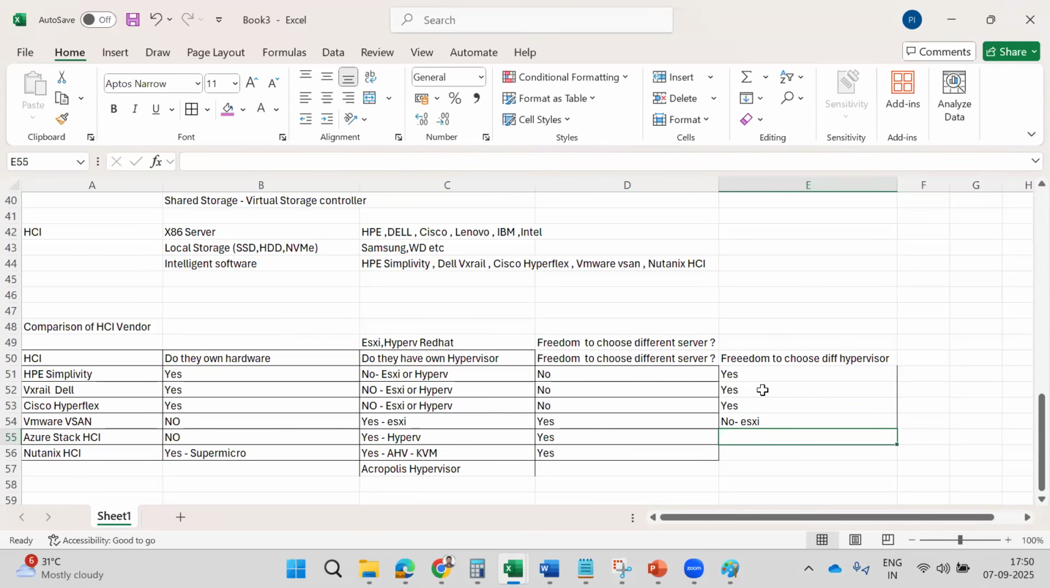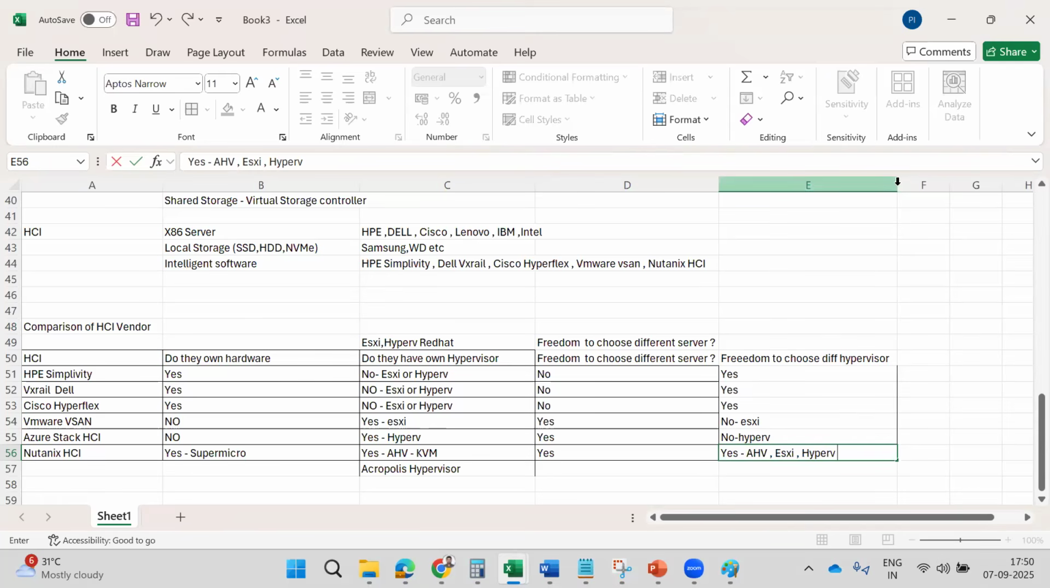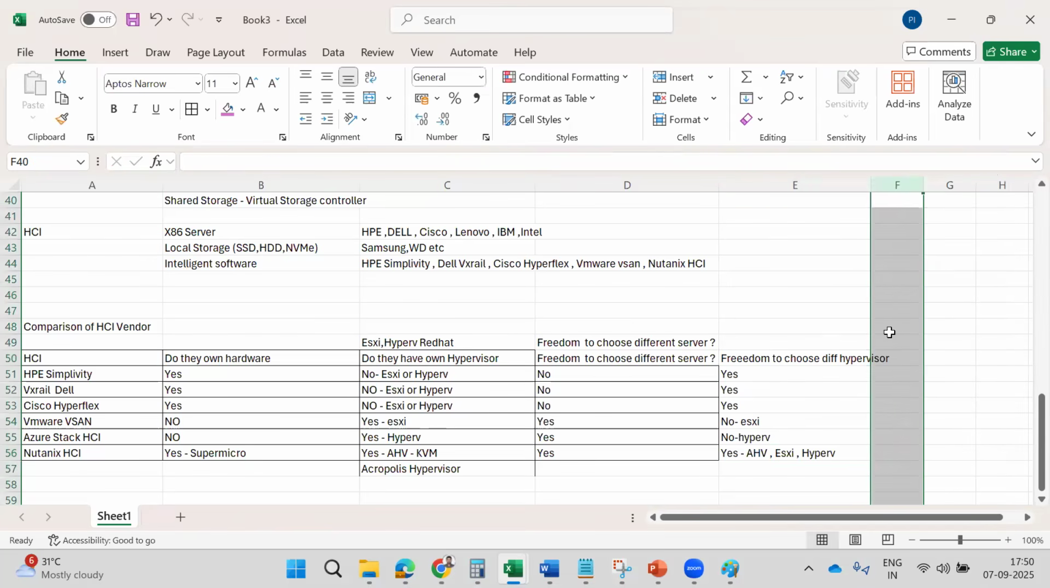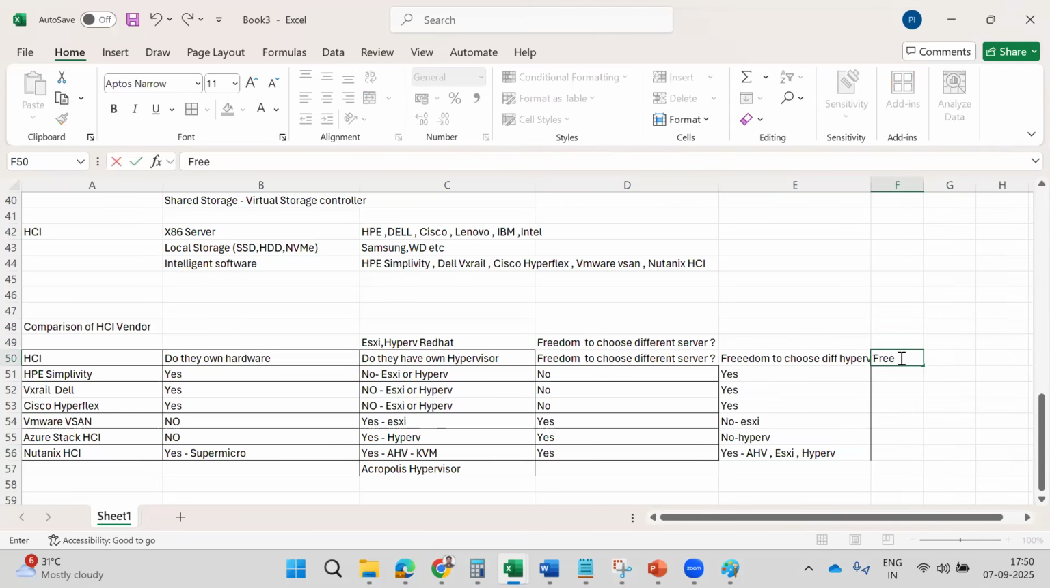VMware vSAN, no, because they only support ESXi. Azure Stack HCI, no, because they only support Hyper-V. Nutanix, we support all hypervisors. We support our own hypervisor AHV. We support ESXi. We support Microsoft Hyper-V. So we have a freedom to choose different hypervisor here.